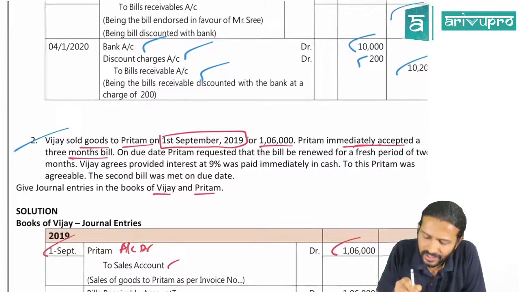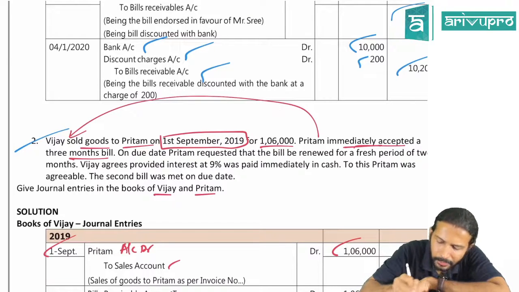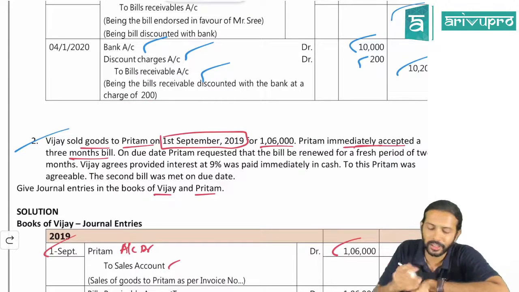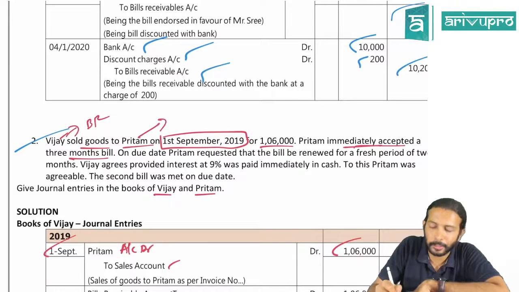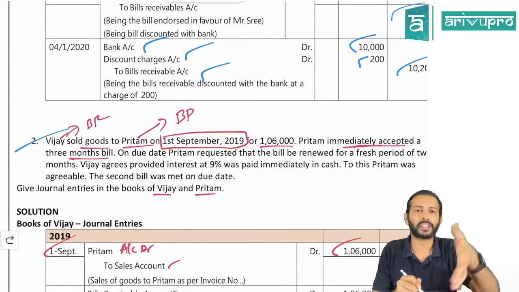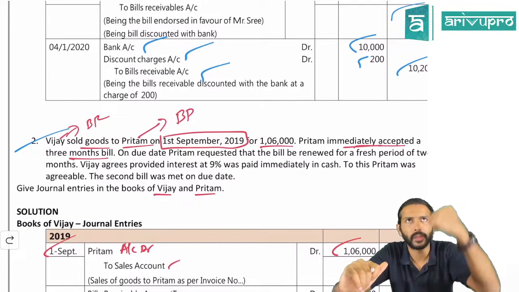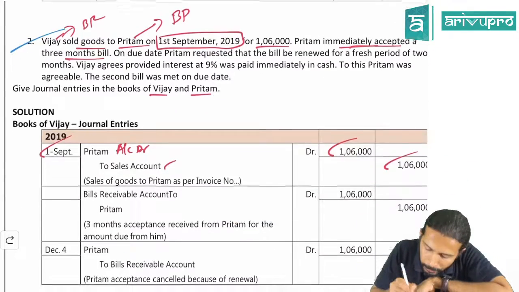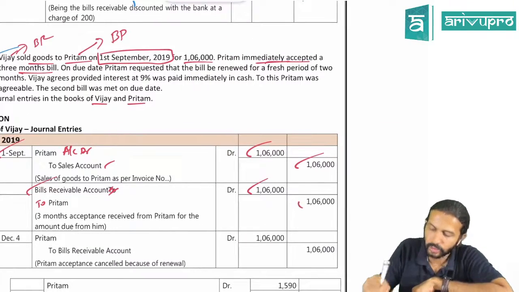Immediately, Preetham accepted a 3 months bill. That means Preetham signed the letter and gave it back to Vijay. Once Preetham signs it and gives it back, for the seller it becomes bill receivable, and for the purchaser it becomes bills payable. So you have received bill receivable from Preetham instead of receiving cash from debtors. So the journal entry is bill receivable account debit to debtor. The debtor here is Preetham. There's a slight alignment error, "to" should have come here. To Preetham account 1,06,000.